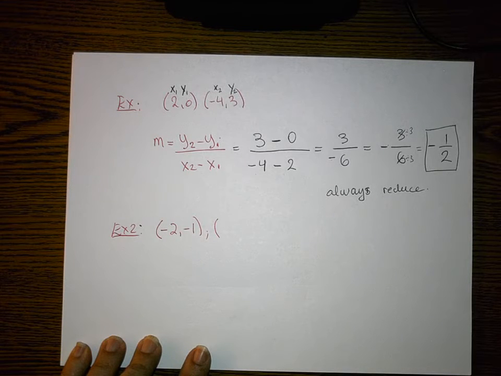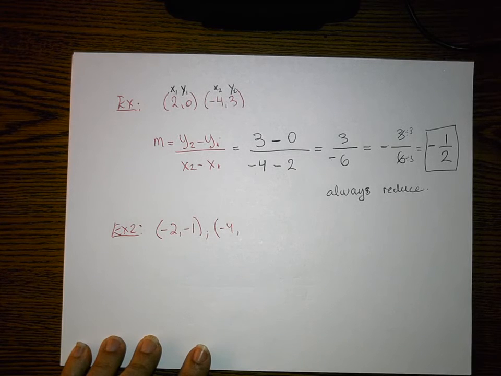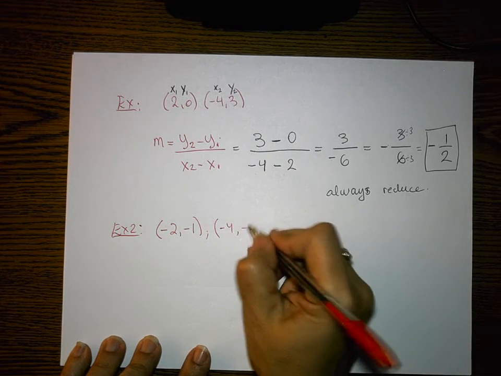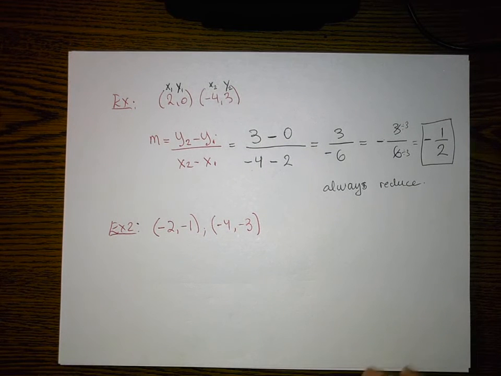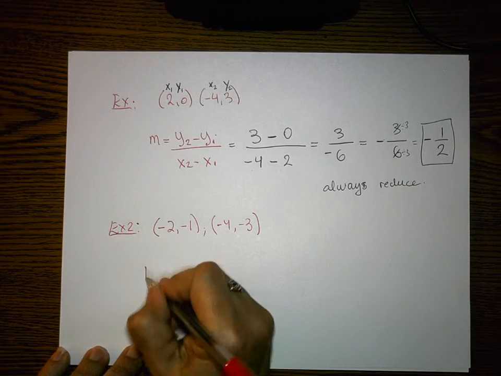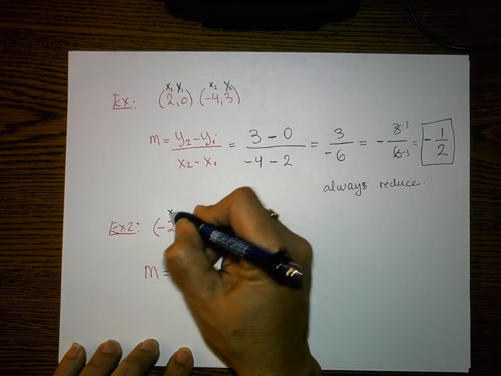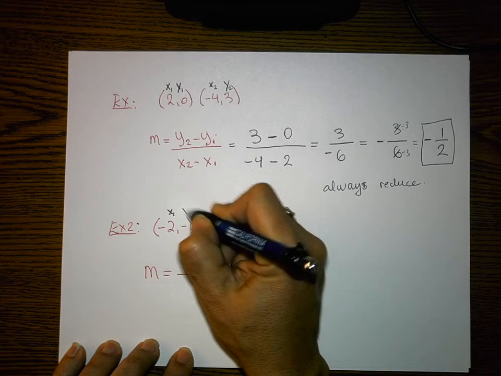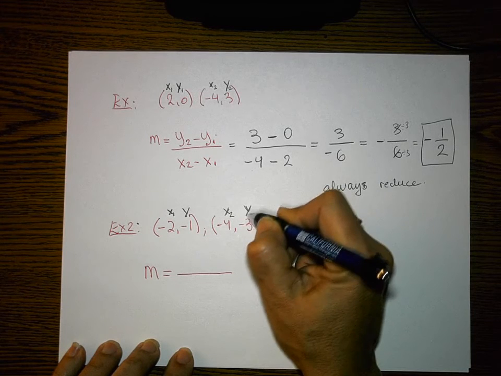And let's do negative 4 comma, I don't know, let's do negative 3. Let's see what we get there. Label it carefully and then do the formula. Okay, so this is going to be my x1, my y1. This is going to be my x2 and my y2.